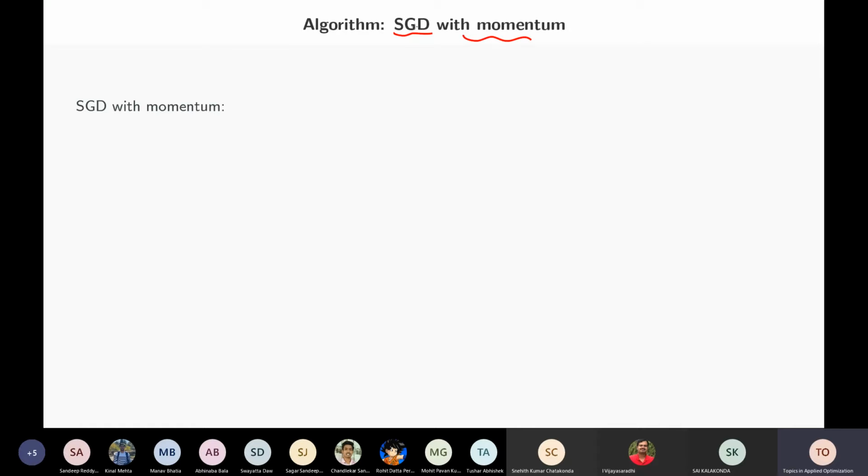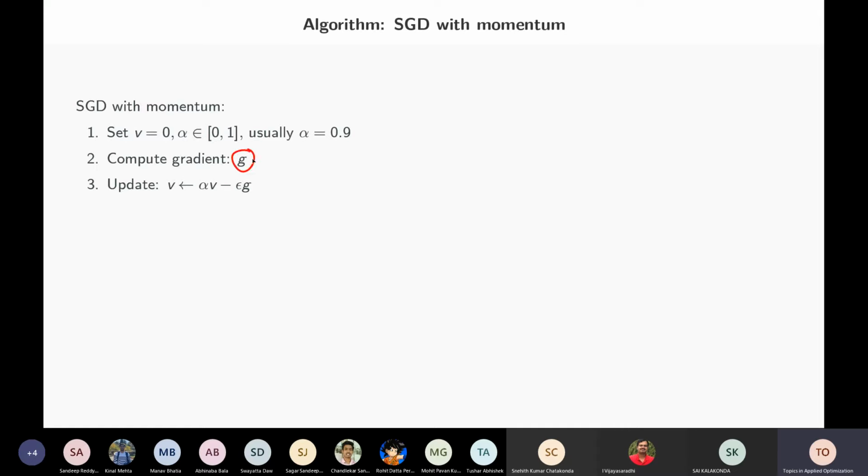So there is a further modification to stochastic gradient descent. It's called SGD with momentum. The idea is the following. Set v equal to 0, and choose alpha, some parameter between 0 and 1. Usually it's chosen to be 0.9. Compute the gradient g, and then update v like this: v is alpha v minus epsilon g. Epsilon is the step size.